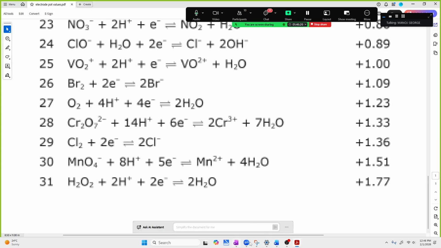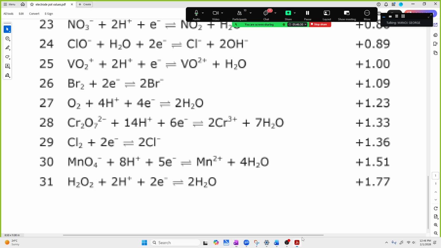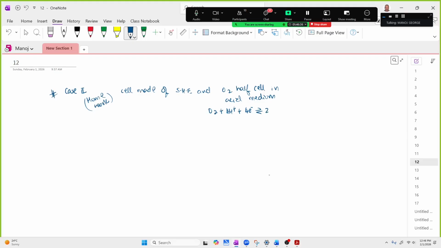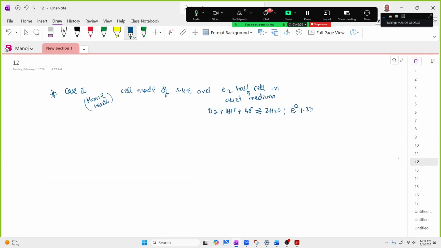I'm going to write that equation for reference. This is O2 plus 4H+ plus 4 electrons. What was the value? 1.23. That gives 2H2O, and the E° value is 1.23. Can you tell me in the diagram which gas is going to come from the nozzle? You will put oxygen gas here. Tell me what will be the electrolyte. Look at the equation and tell me.